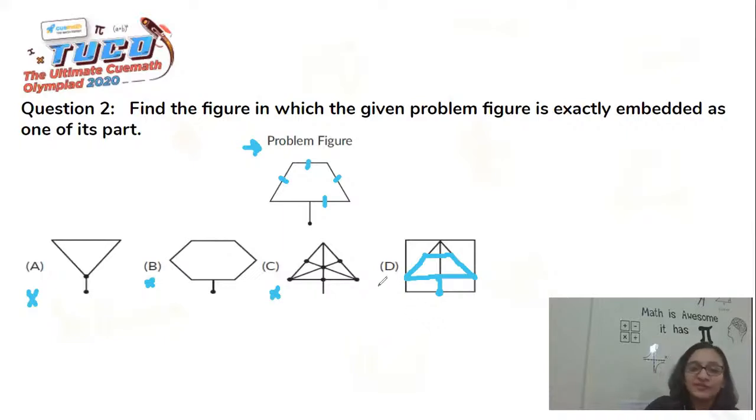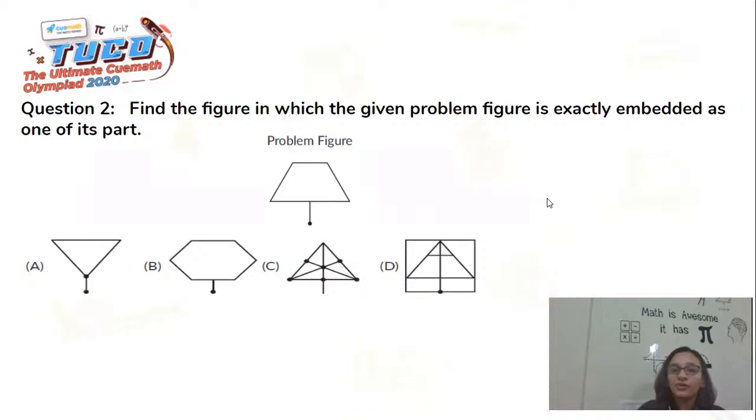So this is the figure in which we have the problem figure as an embedded part. So the correct answer to this question becomes option D. This is how you have to answer these questions. All of these questions are really very easy. All you have to do is to be a little bit more focused and pay some attention while you're observing the parts and the main figures, so that you're able to trace out the exact same part in the options or in the main figure.